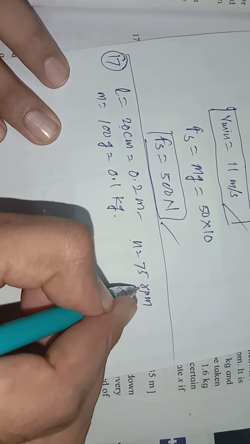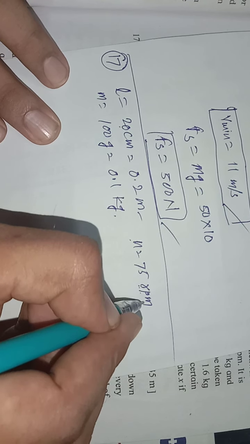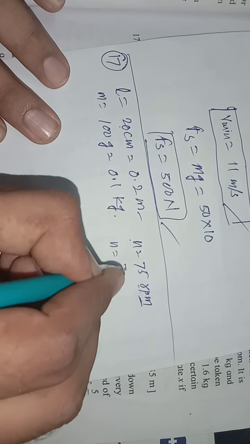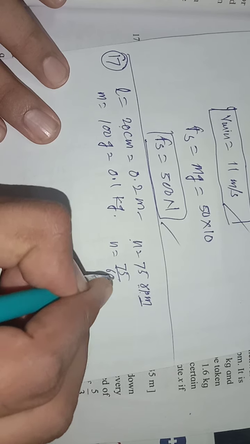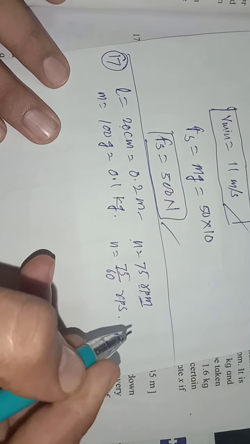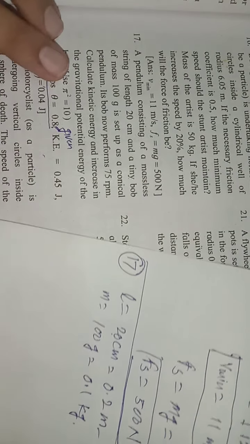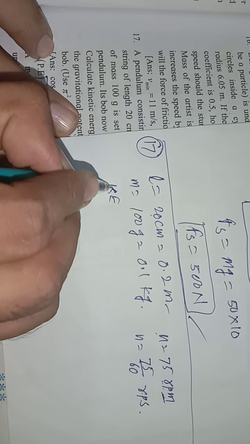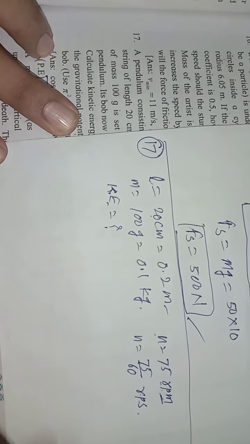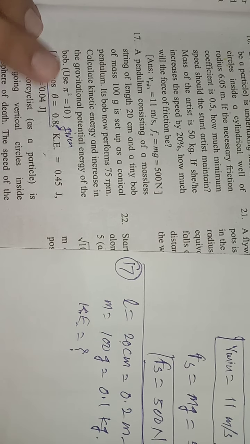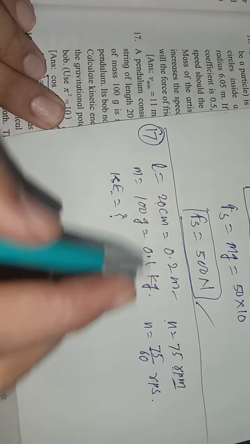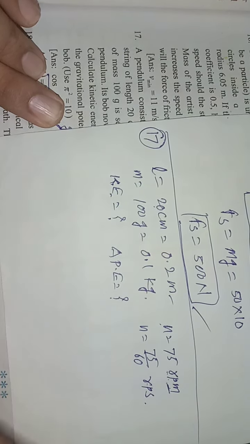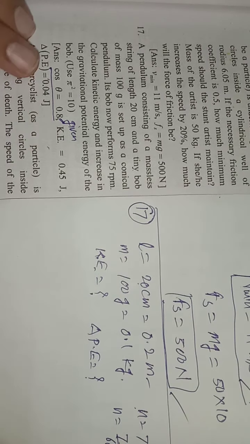The SI unit of frequency is rps, revolutions per second, but here revolutions per minute is given. So we can write n equal to 75 divided by 60 rps. We are converting that into rps. Okay, calculate the kinetic energy. So here we have to calculate kinetic energy, KE equal to question mark, and second, the increase in gravitational potential energy, delta PE. We have to calculate that also.